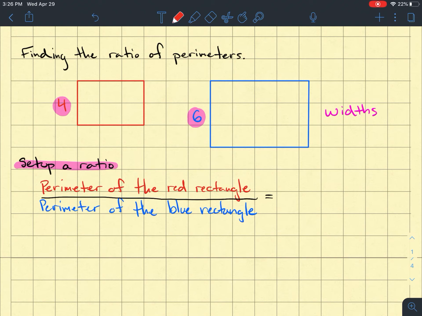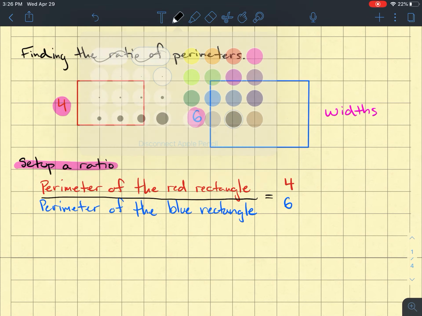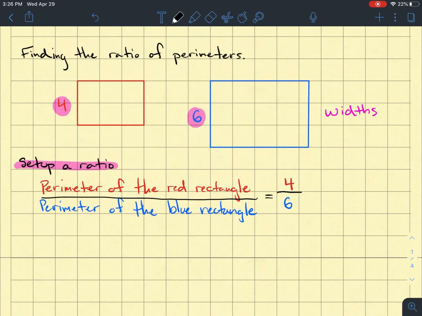So what is the width of the red rectangle? We'll go ahead and put that on top. It's 4. What is the width of the blue rectangle? It's 6. So now we have the ratio of the side lengths, or the widths, right, of our similar rectangles. But all you math whizzes know that this ratio, this fraction, can be simplified, right? Are you wrong if you leave it 4/6? No. But you can simplify it. I would prefer to deal with smaller numbers in math. And I'm a math teacher.